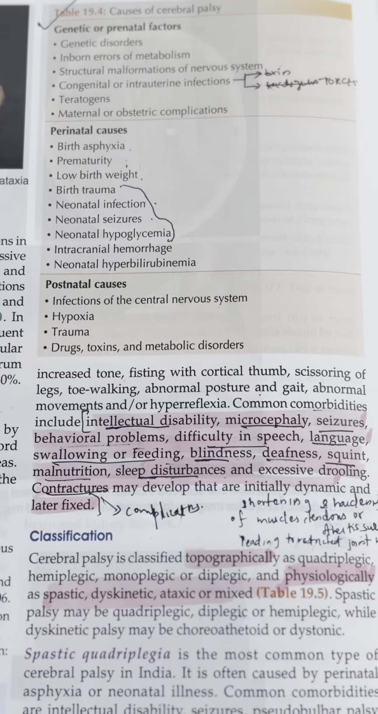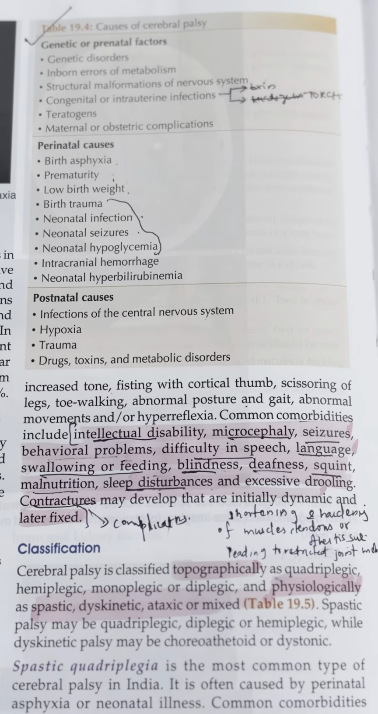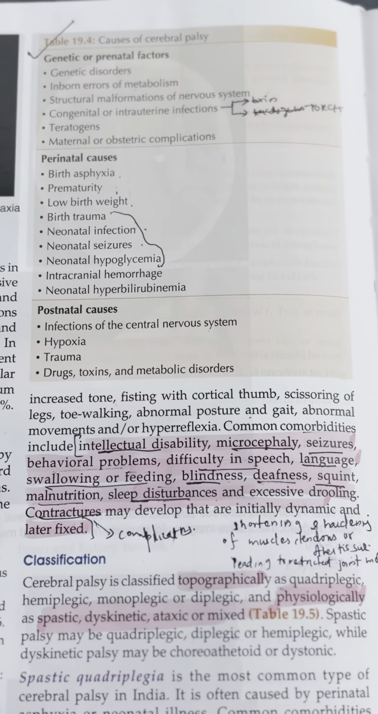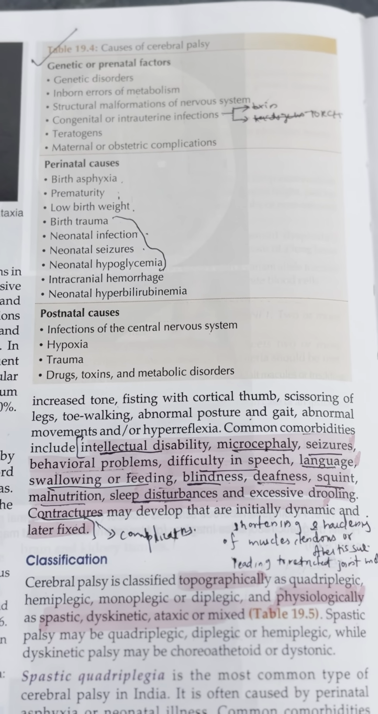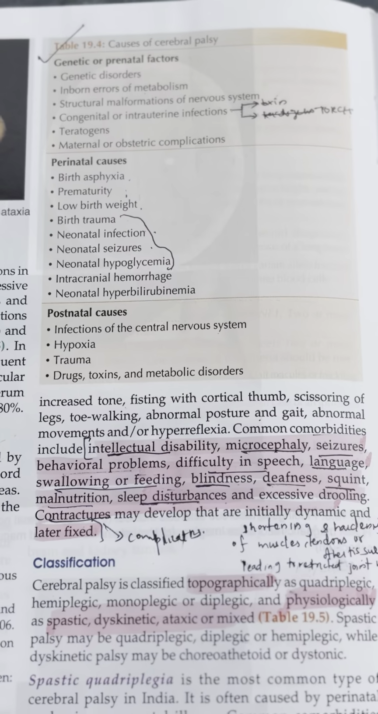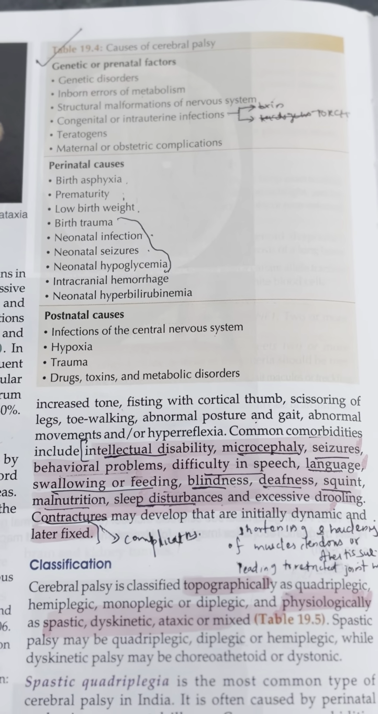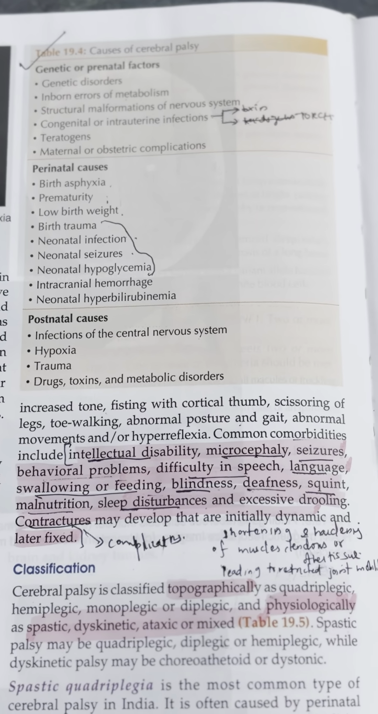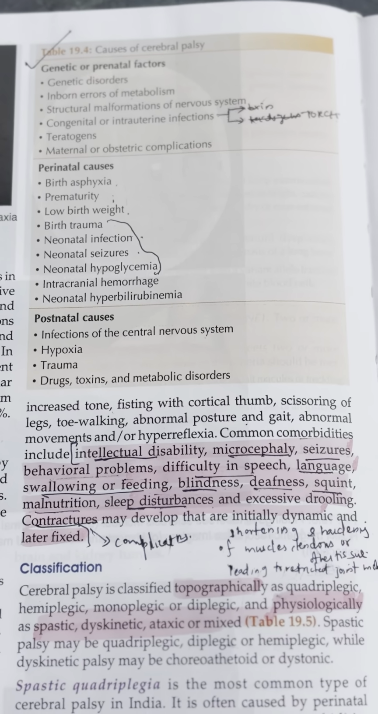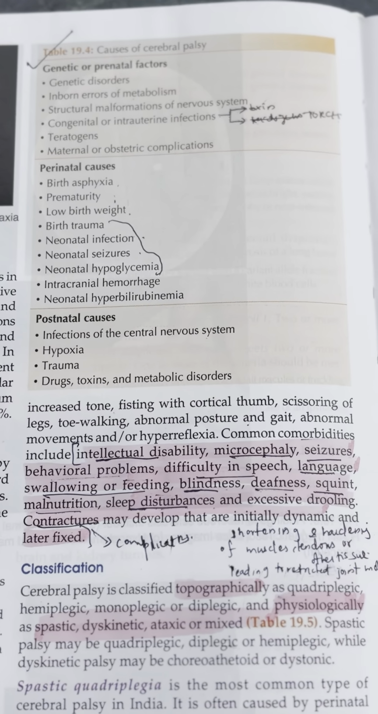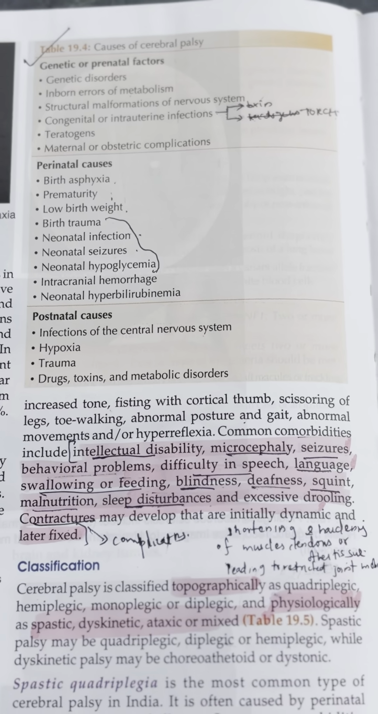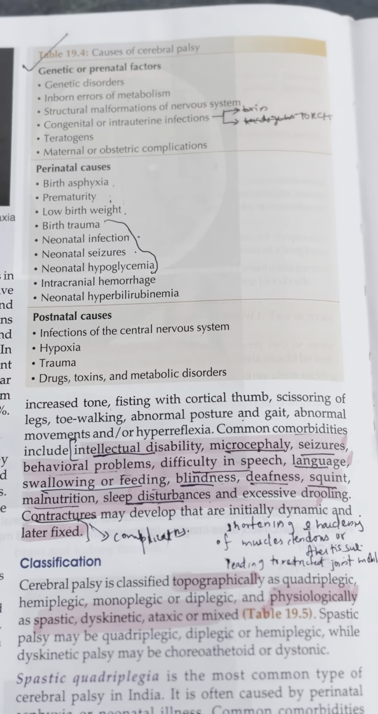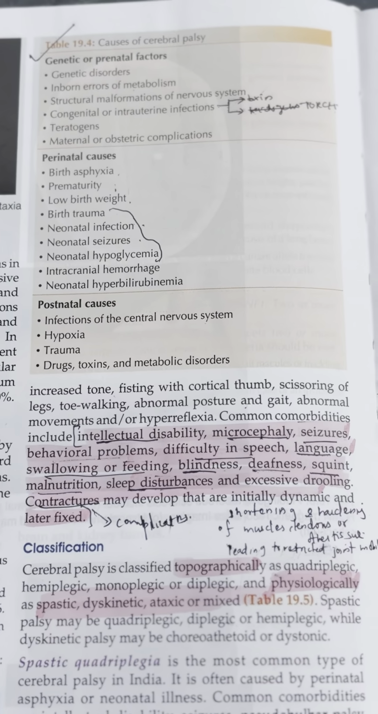Now, what are the comorbidities of cerebral palsy? The comorbidities include intellectual disability, microcephaly, seizures. Okay, let's arrange it in an order from head to toe. So, from head, there is intellectual disability, microcephaly, CNS problems like seizures, contractures. Now coming to eyes, blindness, squint, then ears, deafness, then mouth, difficulty in speech and language, similarly swallowing and feeding problems, so malnutrition, excessive drooling, etc. So these are the complications.